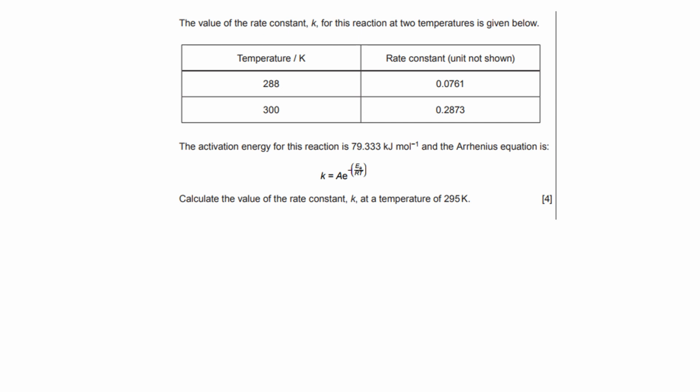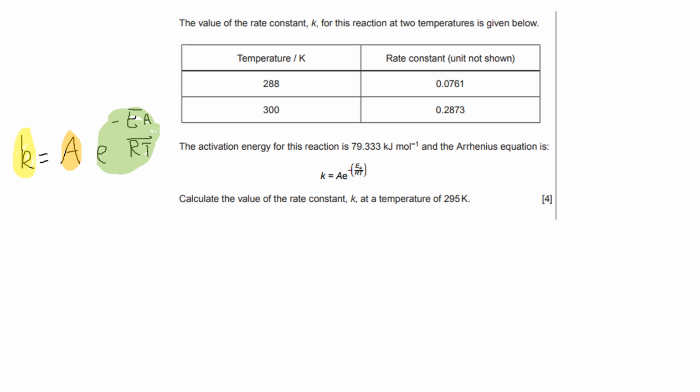You can actually think of this as three terms. If I just write it out here, k equals A times e to the minus Ea over RT. You could effectively think of it as three terms. If I get the highlighter out, k is one of the terms, A is another term, and then e to the minus Ea over RT is the third term. So it makes rearranging it actually pretty straightforward. Because what we do is we divide both sides by e to the minus Ea over RT.